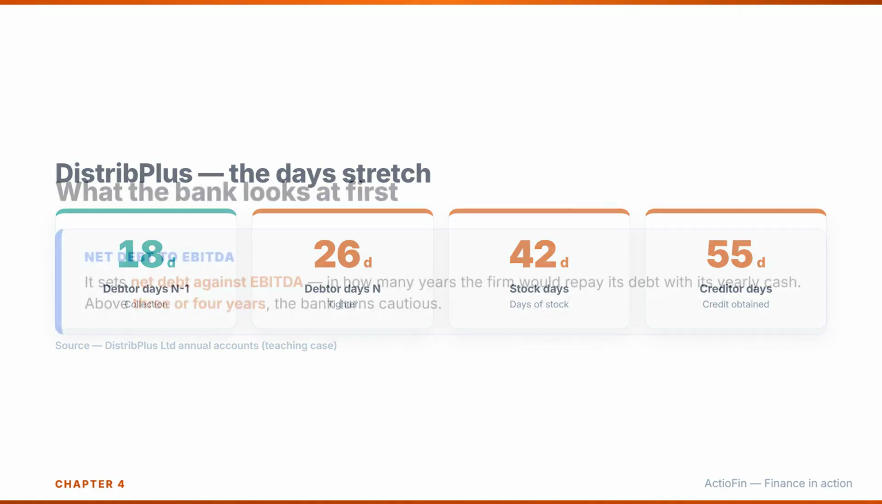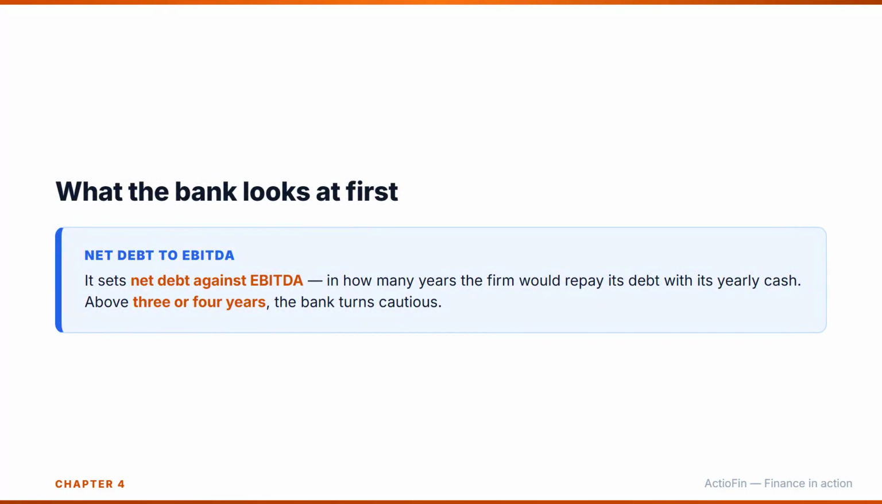The ratio the bank looks at first, net debt to EBITDA. It sets net debt against EBITDA, in how many years the firm would repay its debt with its yearly cash. Above 3 or 4 years, the bank turns cautious.